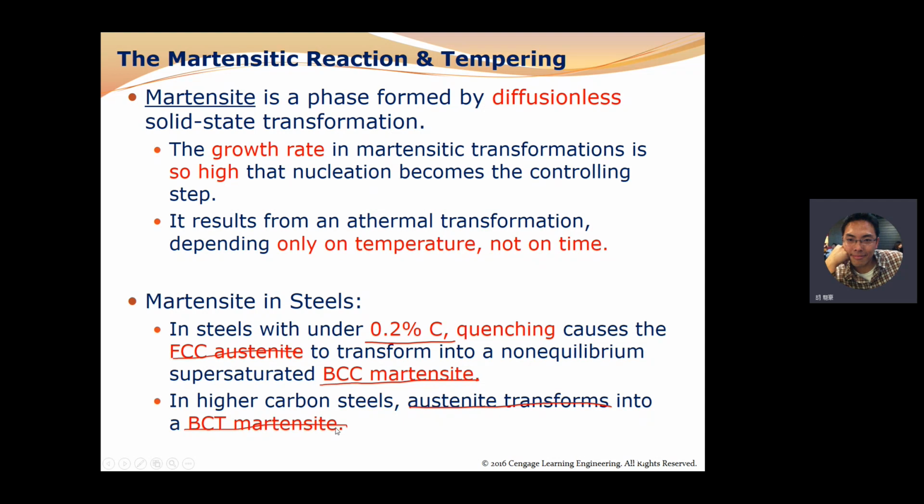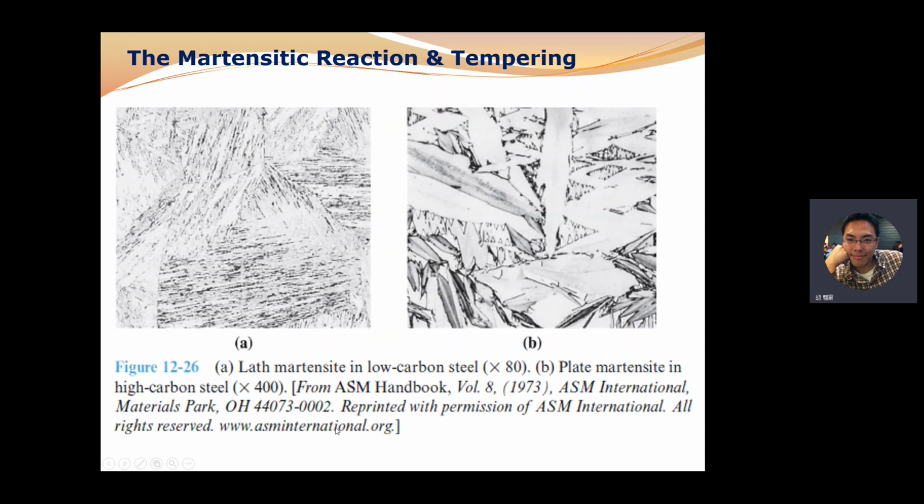Okay, so if we look under the microscope, we see some needle shapes, or some spikes, because this martensite transformation is diffusionless. Okay, it's diffusionless. So figure A shows the low carbon steel, and figure B presents the high carbon steel. It's a kind of plate martensite.